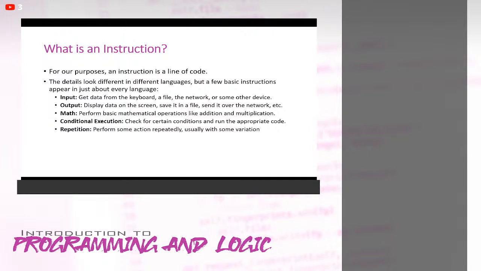And finally, repetition. Repetition allows us to perform some action repeatedly without the need for us to actually do it repeatedly, right? This is where we get into the area of automation, things like that. And we'll talk about this in terms of recursion and loops and various other things throughout the semester. So we'll be looking at all of these instructions.